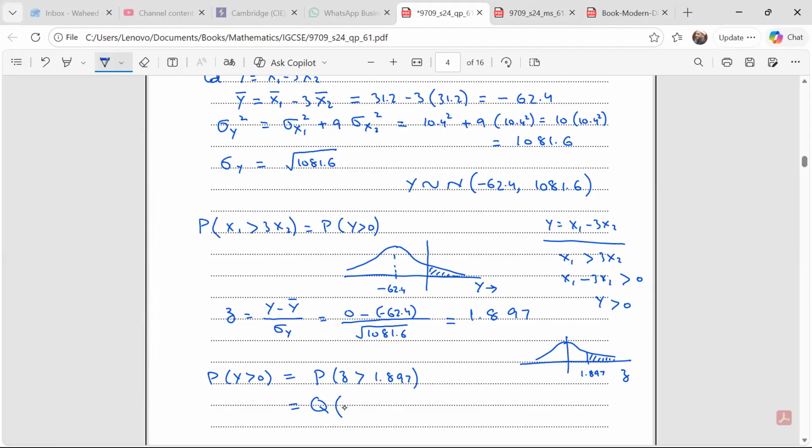So I need to find the value of this Q function at 1.897. How will we do this?